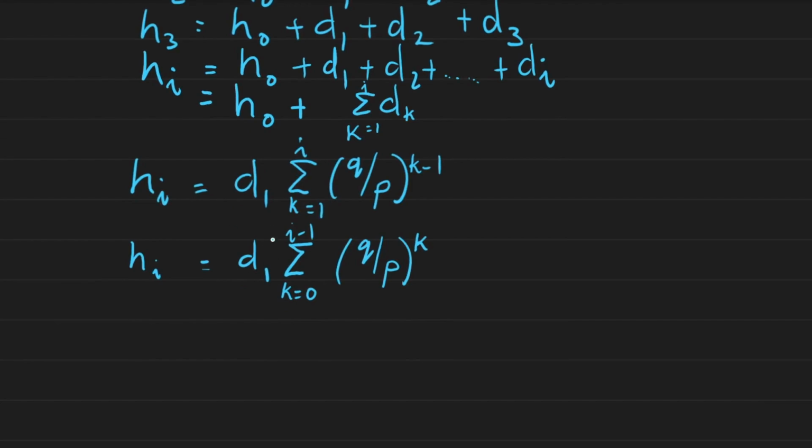So we need to solve for d1. How we're going to solve for d1 is by using some boundary conditions. Firstly, we're going to write this expression for hn. If we do that, we see that we get d1 multiplied by the sum where k goes from 0 to n minus 1, and we have q over p to the power k.